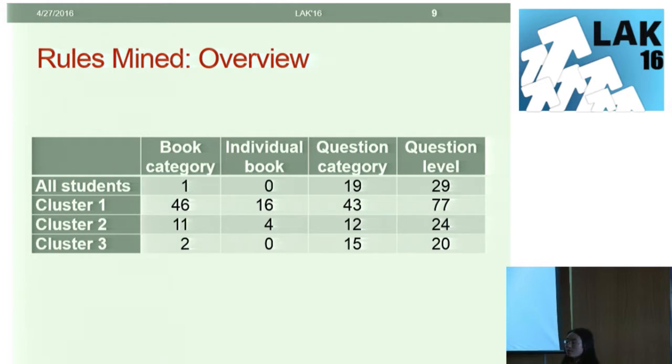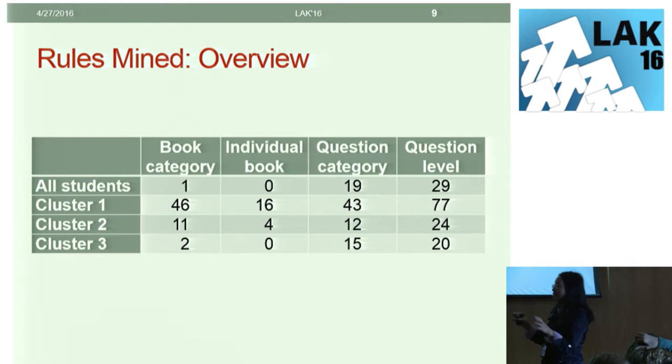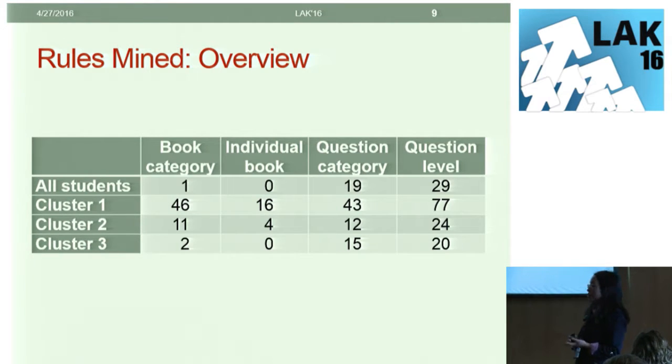So what does this tell us? Remember just now we talked about the frequency. That basically means when you look at all the students, they just read different books. They read books in different categories. And as a result, not many of these categories are frequently read. But if you look at each of the clusters, there are frequently read categories and books. So that means the students, if they are in the same cluster, they actually share a lot of interest in common. They read the same books or same categories more often than students in other clusters.